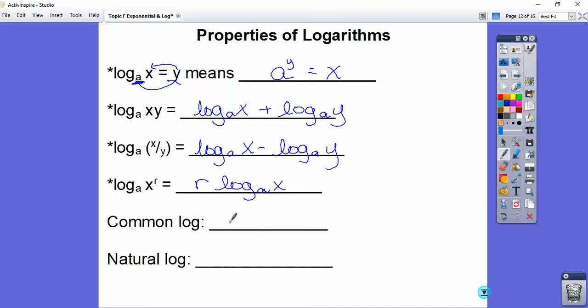The common log is just log base 10. So if you see a log written without a base, that means log base 10. We just don't put it. The natural log is log base e, and we write ln. So when you see that ln, that's talking about log base e.